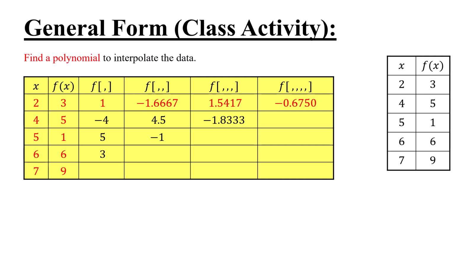Similarly, if you have this table, and I ask you to find a polynomial to interpolate the data, what you do is, you know that from this we have information like this is our first value, this is the first difference. So we have to use this row to write the equation. How do we do that?